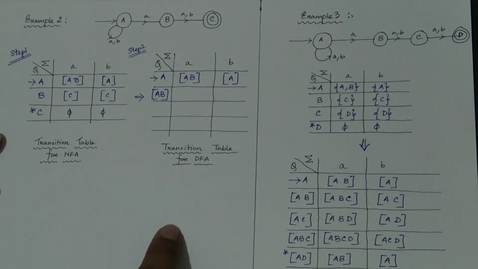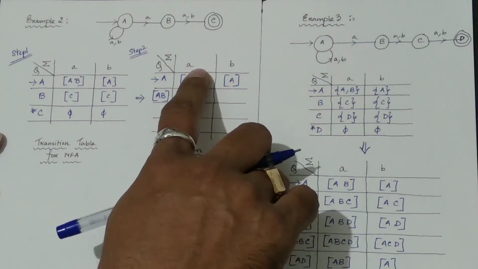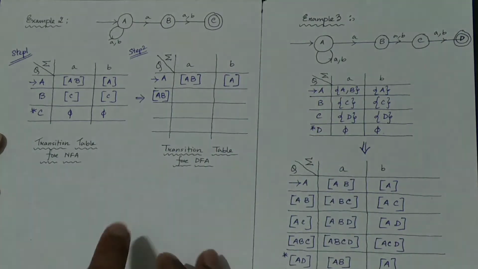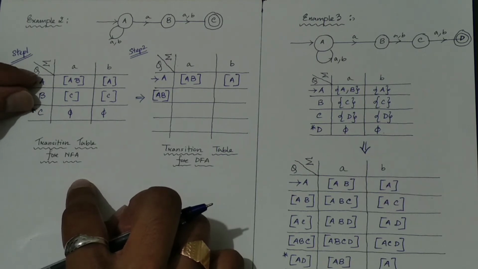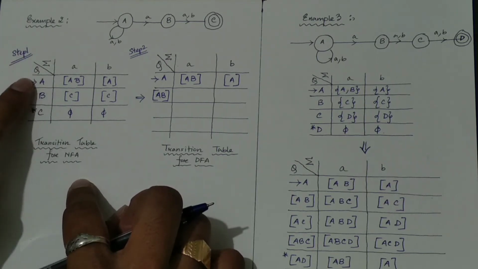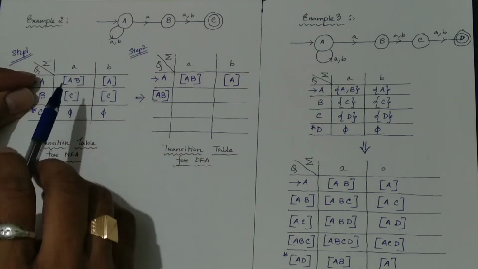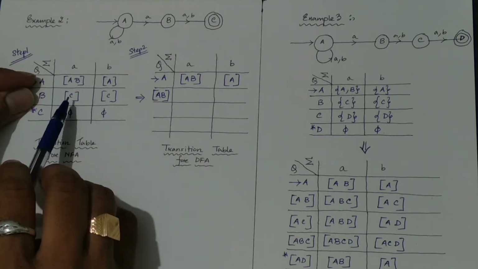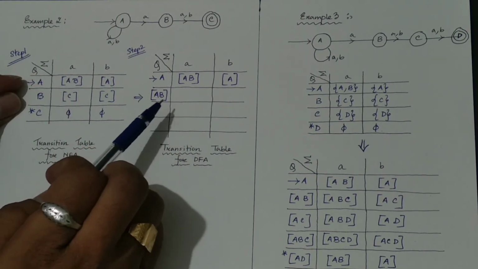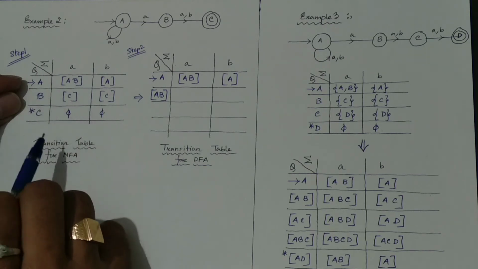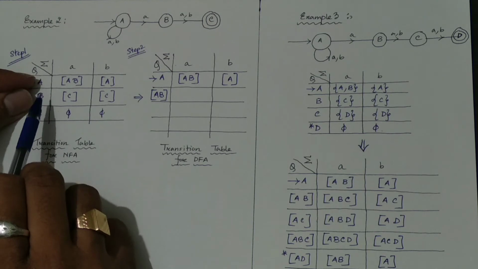Now how to find out AB? How to find out the transition for AB in case of input alphabet A and input alphabet B. Now get back to the transition table for NFA and hold it together, this A and B. Now if we check for A and B together, for input alphabet A, where it is going? A, B and C. Clear? Again I am repeating. I am finding out for AB, right? So in this transition table for NFA, you take together these two things, A and B states together.